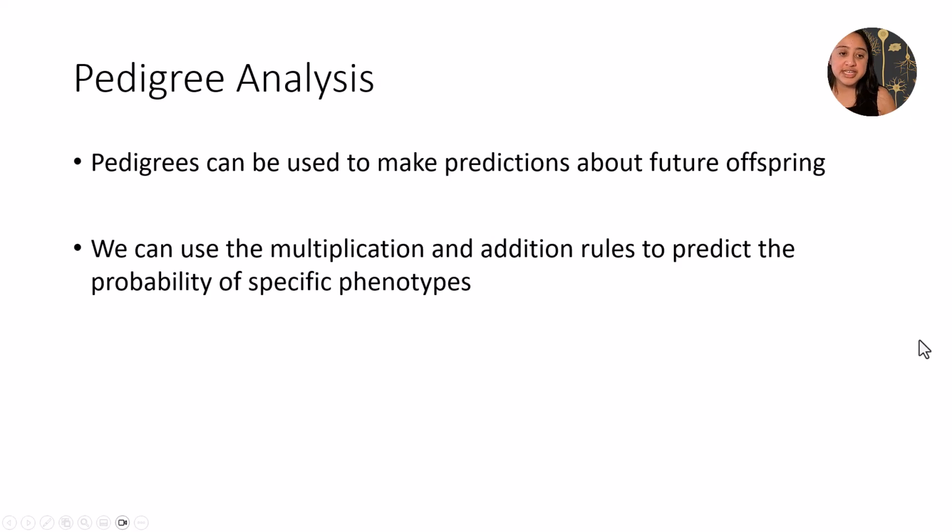And so pedigrees can be used to make predictions about future offspring. Again, each offspring is just going to have a particular percent probability of maybe having this trait. It's not like every 4 kids is always going to have this 3-to-1 pattern. Again, every single offspring is going to be its own chance, its own independent event. So it's just kind of helping you map out and estimate, maybe make predictions about future offspring. So again, we can use the multiplication and addition rules to predict the probability of specific phenotypes.